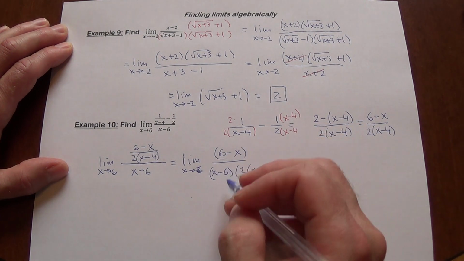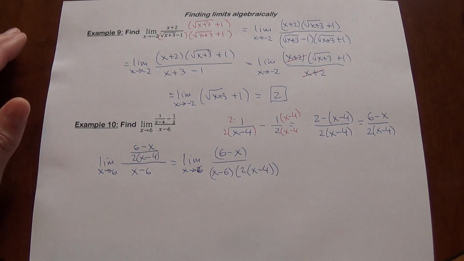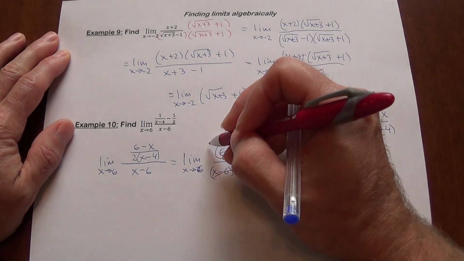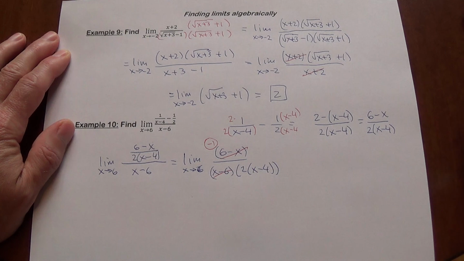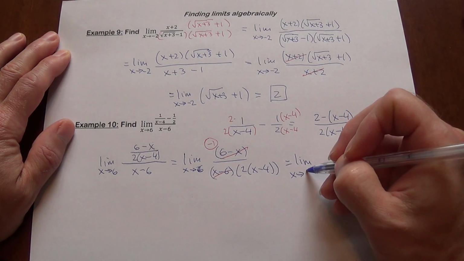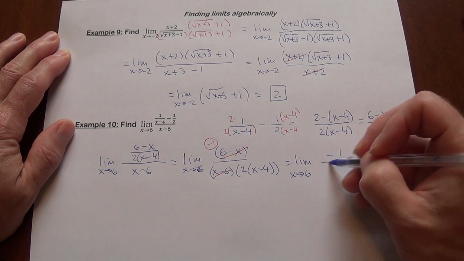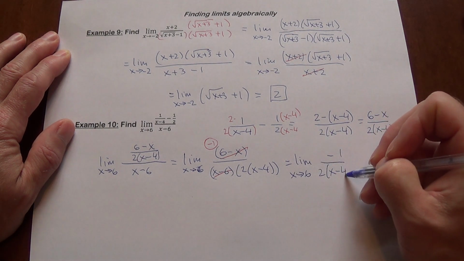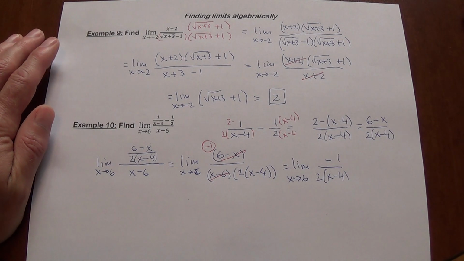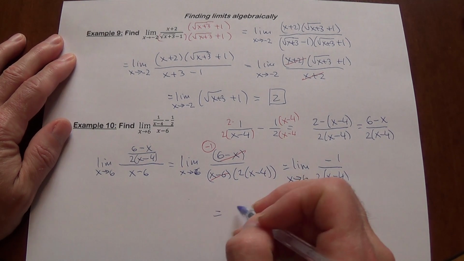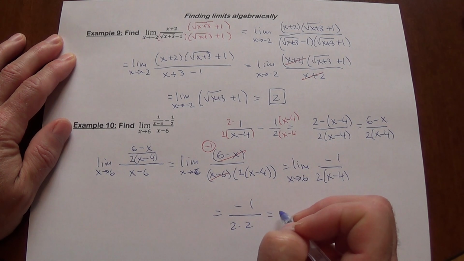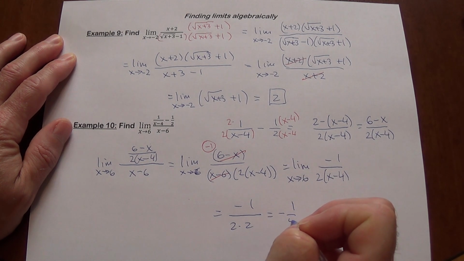These two things, x minus 6 and 6 minus x, can cancel with a negative 1, because they're opposites of each other, right? So that means we are going to get the limit as x approaches 6 of negative 1 over 2 times (x minus 4). Direct substitution works now. You have no issues anymore. So it is going to be negative 1 divided by 2 times 2, and the answer is negative 1/4.